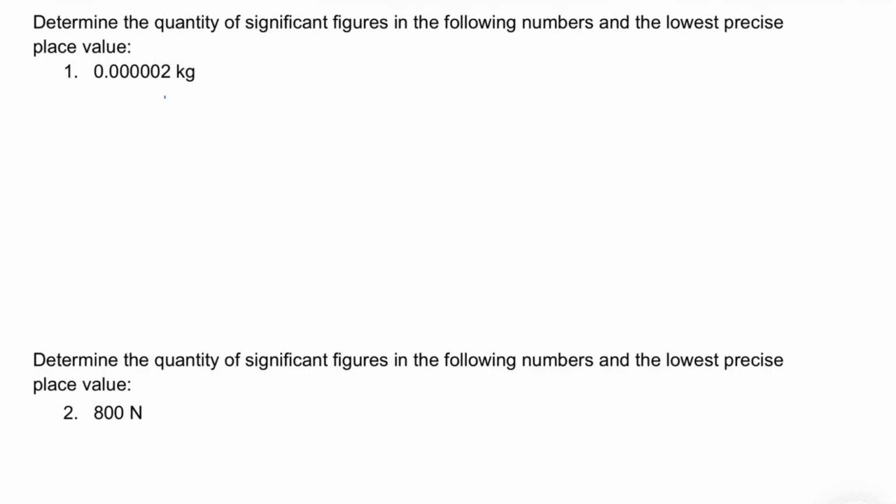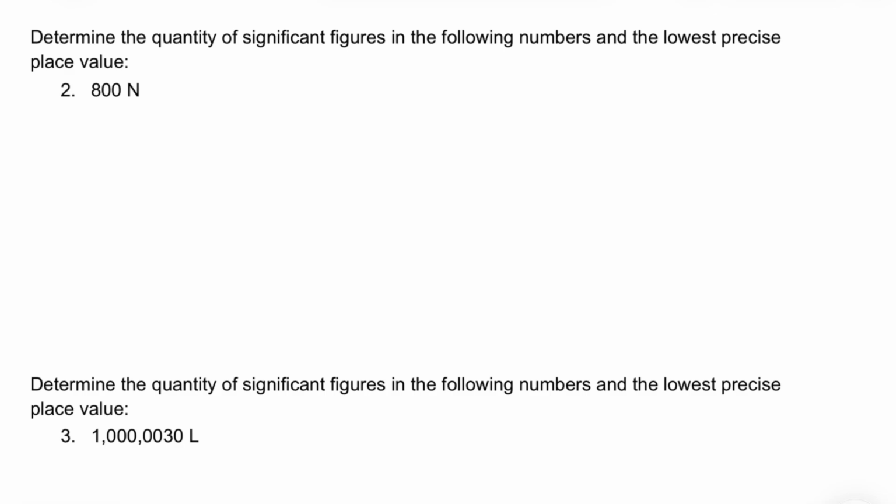0.000002 kilograms. Obviously, 2 is the only non-zero number, so that one clearly has to be significant. All the other numbers in this measurement are 0, but they all precede that 2. So none of them, since they're all prior to our first non-zero number, will be significant. And that means that we only have a single significant figure in our number. And if we counted what place value our significant figure is, we got our tenths, hundredths, thousandths, ten-thousandths, hundred-thousandths, and our millionths place value. So our lowest precise place value is the millionths.